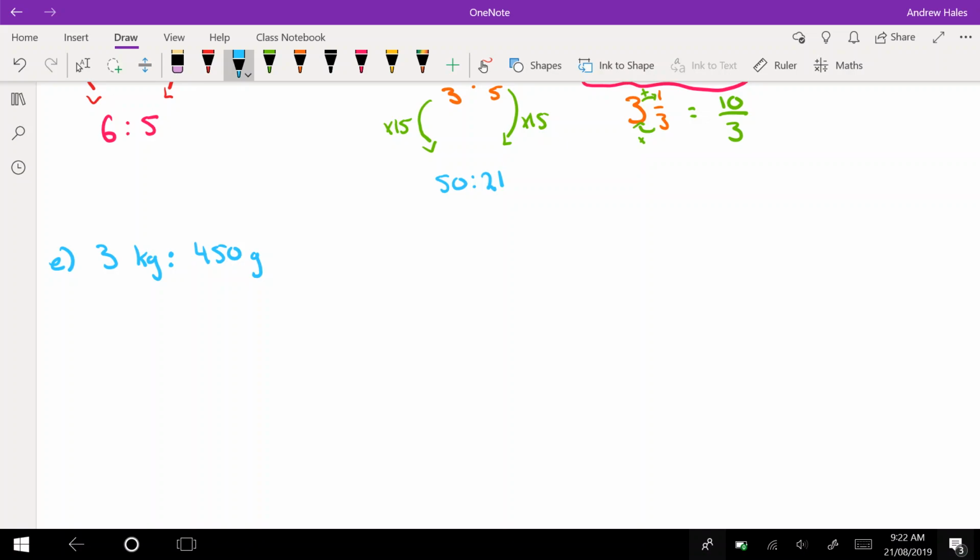Since we don't like decimals, if we were to use kilograms, this would be 0.450 kilograms. And either way, we would have to change that because we don't use decimals in ratios. So it's going to be easier to just change the kilograms to grams. How do you change from kilograms to grams? Well, you go 3,000. So now they're both in the same units, they're both in grams. So it's 3,000 to 450. Need to be in the same unit.